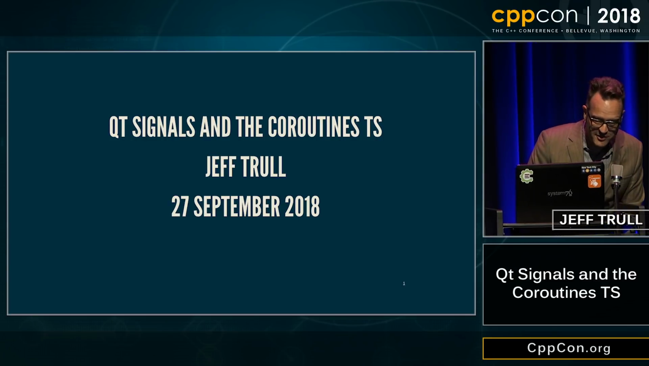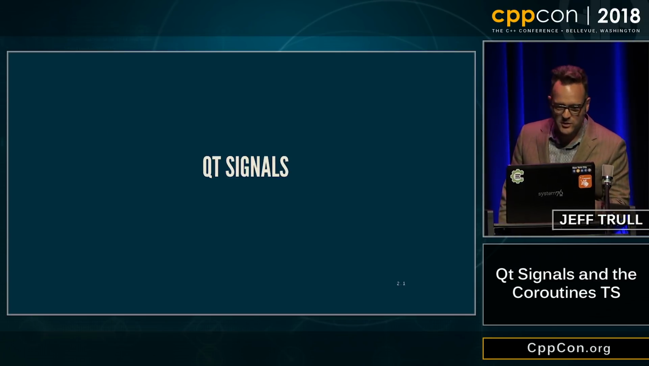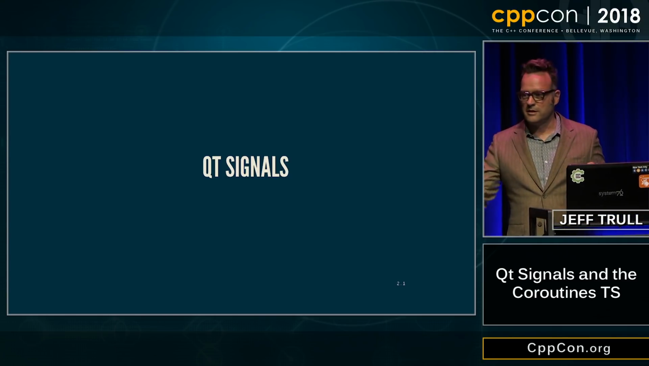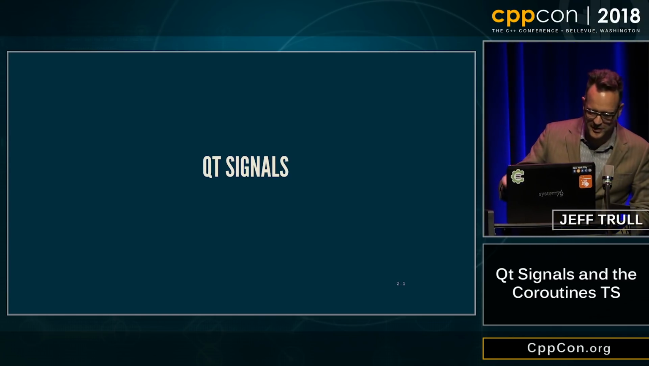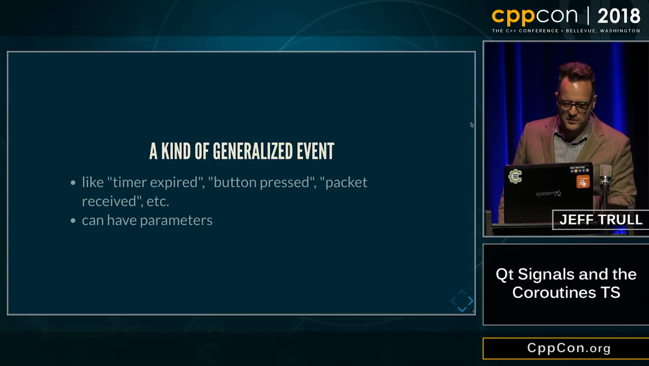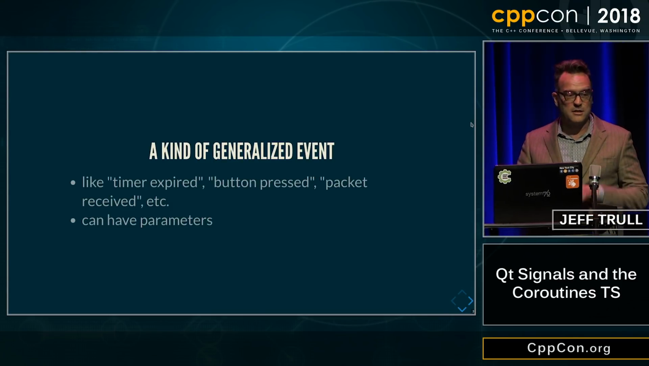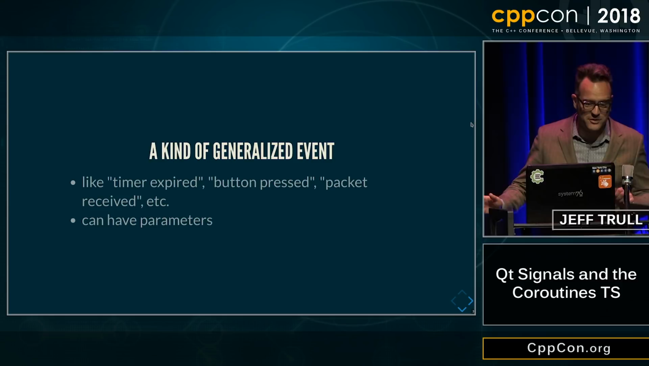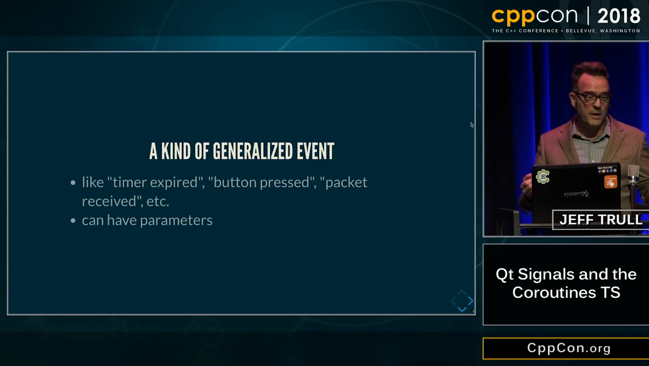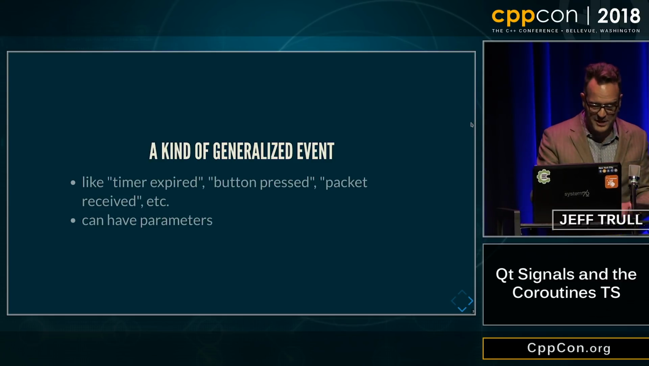Okay, I'm talking about Qt signals in the coroutines TS today. Who's a Qt user here? Right? Yeah? Good framework, I enjoy it a lot. Qt signals are a kind of generalized event, like timer expired, button press, packet received, all that kind of thing. They can have parameters that give you a little bit more information about what's happening.